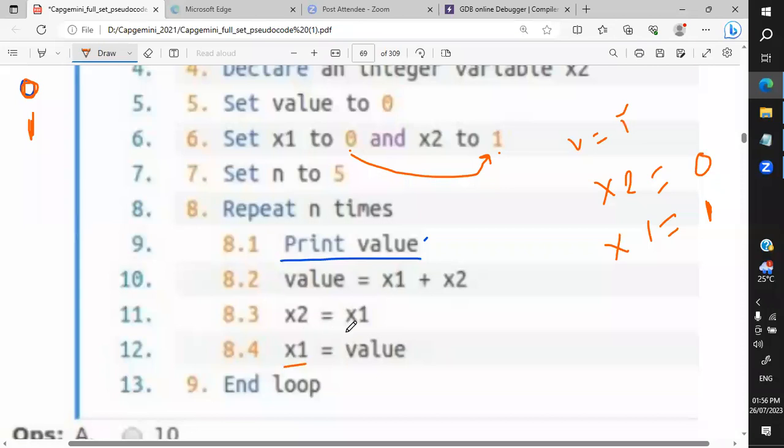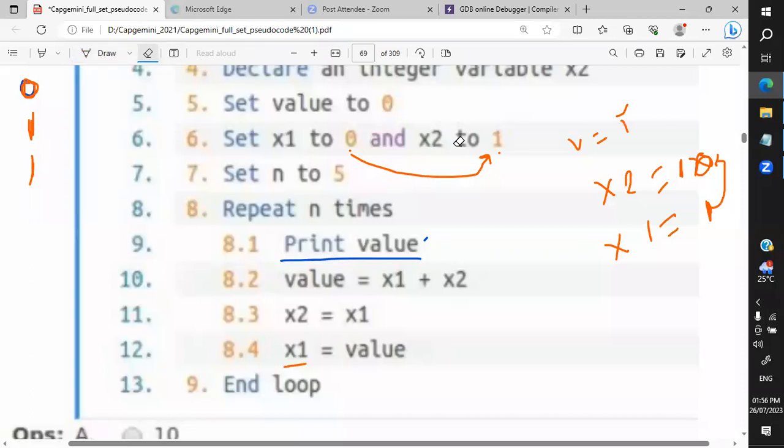Now, x2 equal to x1. That means the x1 value is copied into x2, so x2 will become 1. Then x1 equal to value, that means value is copied into x1. Same 1 only. After that it goes back, repeat n. Again print value. Value is 1. Now, value equal to x1 plus x2. x1 is 1, x2 is 1. So 1 plus 1 is 2.